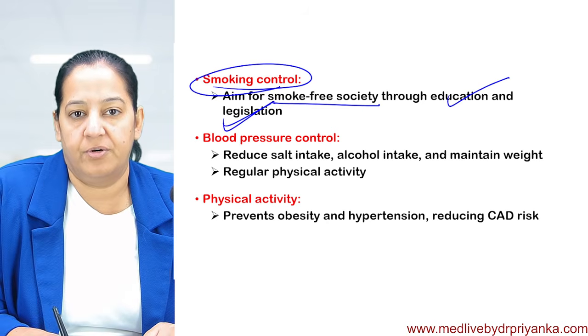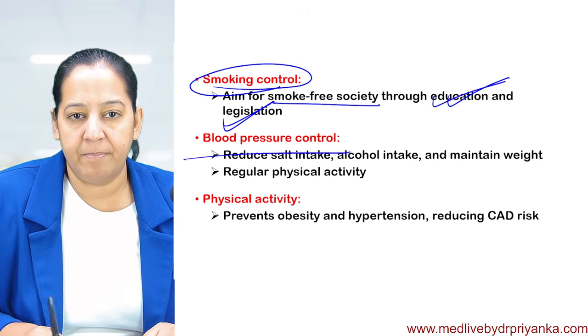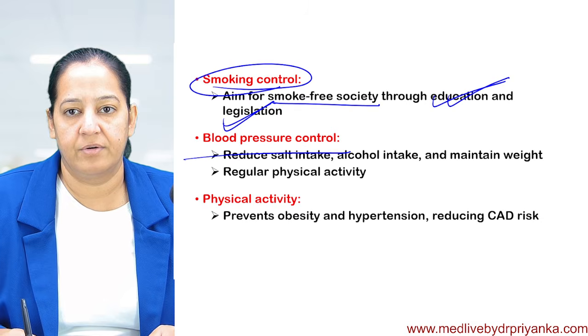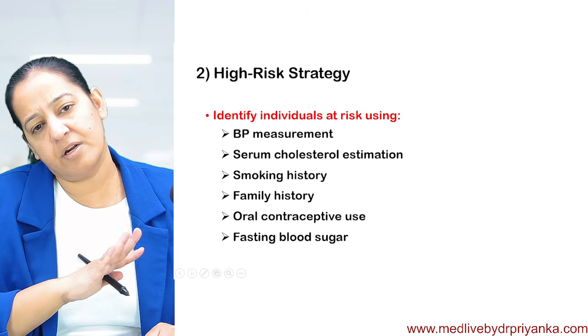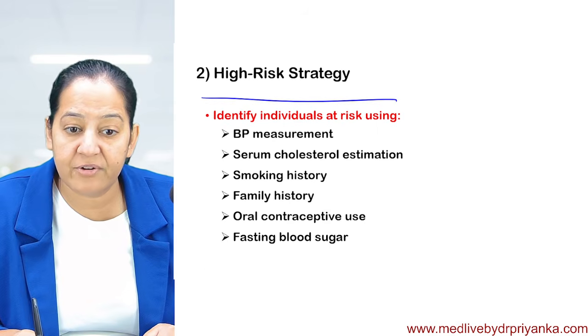So it is legislature, or via educating the people. Blood pressure control should be there, and physical activity. We have to encourage physical activity. This is done on the complete population. Now, what is the high risk strategy?